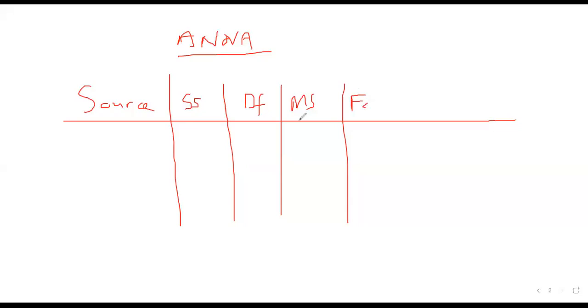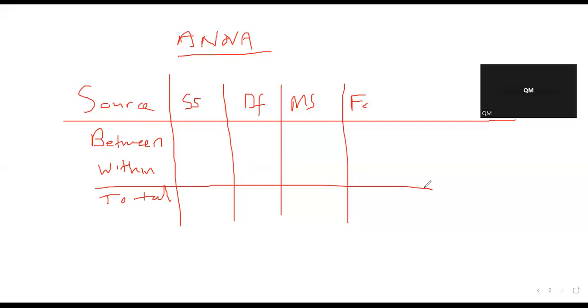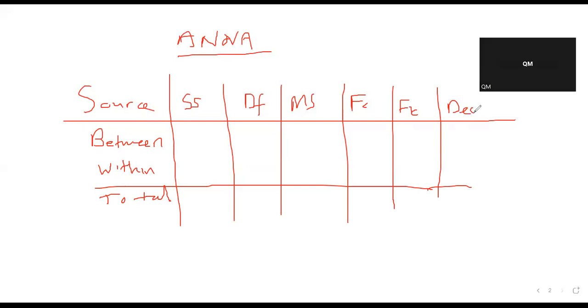So ANOVA has the following variations. We have the treatment, which we call between. We have the error, which we call within. And we have the total under the ANOVA. It is very easy to balance up an ANOVA table. Once I teach you how to balance up an ANOVA table, you'll be able to get your 15 marks completely.